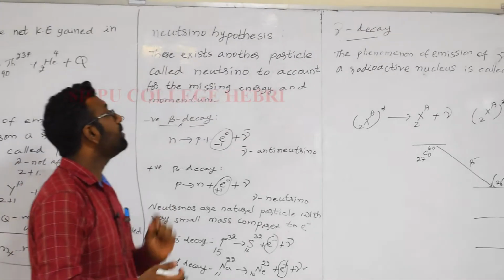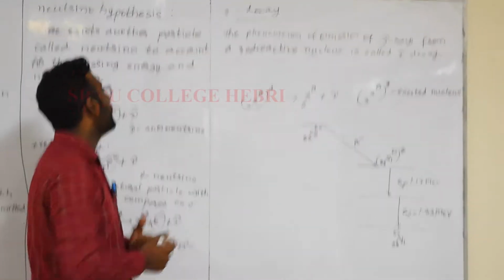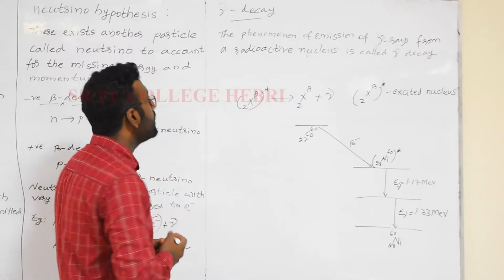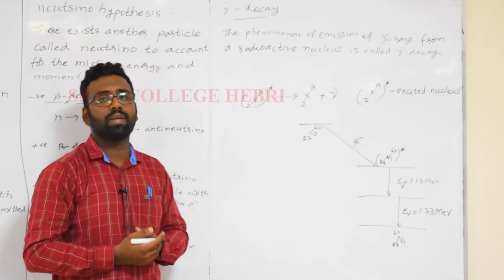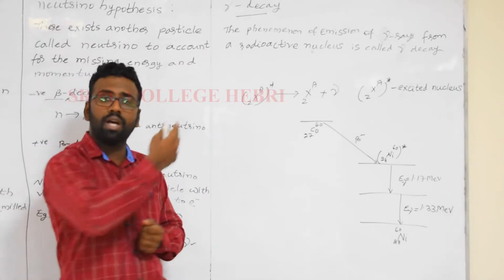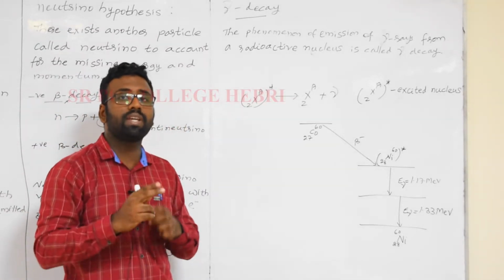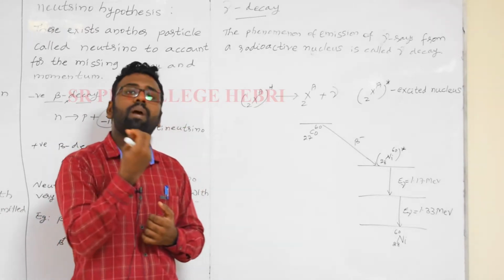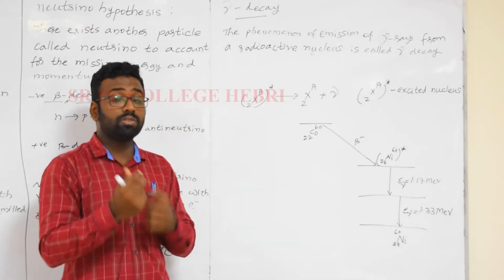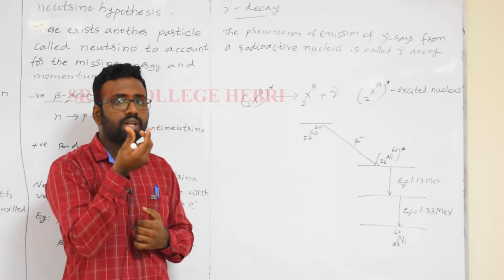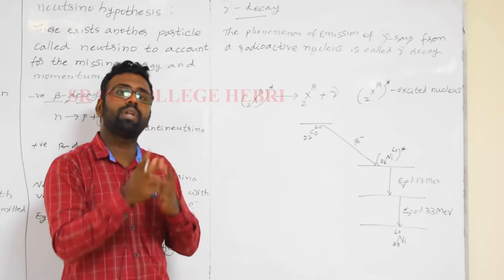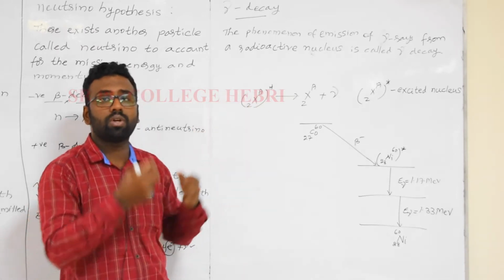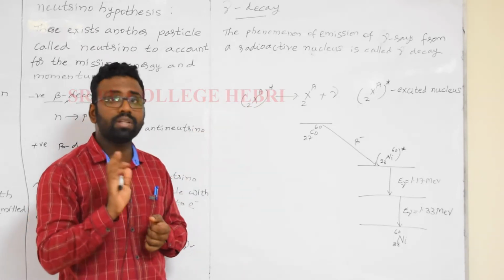Next one, we will be going to see about gamma decay. The phenomenon of emission of gamma rays from a radioactive nucleus is called gamma decay. Actually, while explaining about gamma rays, I made a mistake saying that gamma is a particle. But usually in nuclear physics, we say gamma is a ray. It is not that it cannot be said; if you consider gamma as a photon, we know that photon has both natures, right? Still, we will be seeing only the wave nature, so we say gamma rays, not gamma particles.